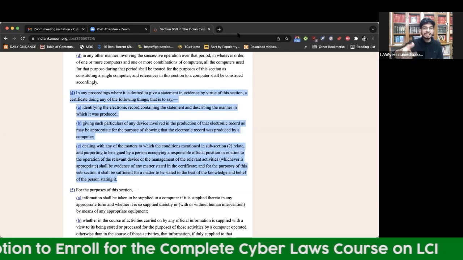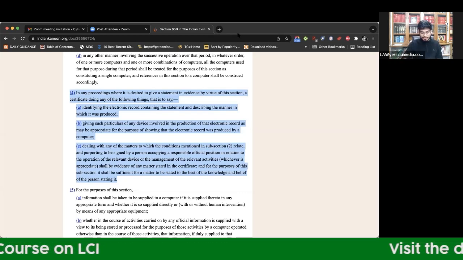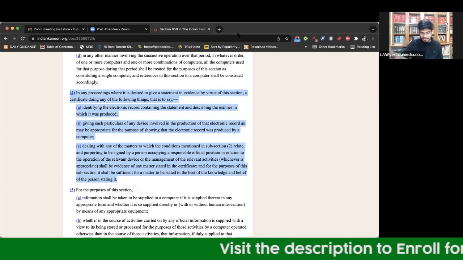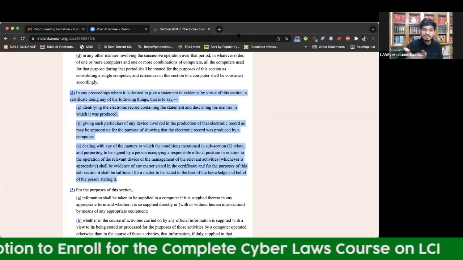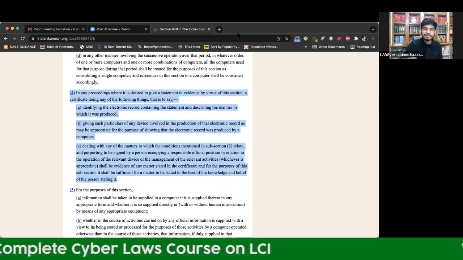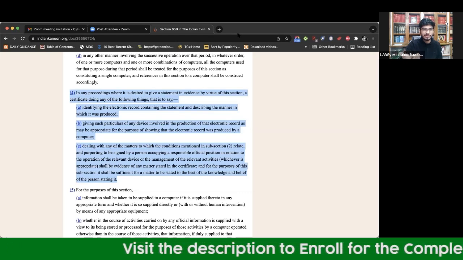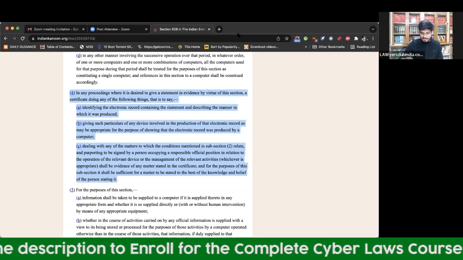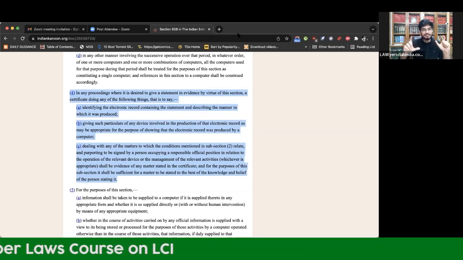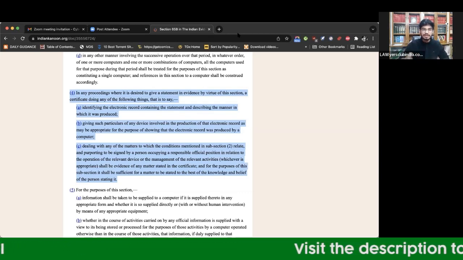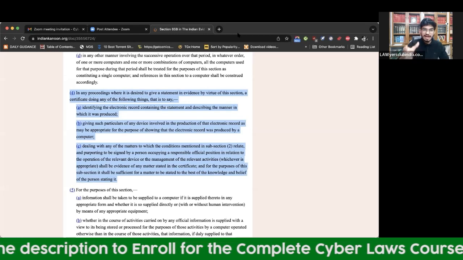So that is where you identify what is happening in this particular piece of evidence that we are bringing to the court. B, you talk about the particulars of the device involved in the production of that electronic record, as may be appropriate. Now, here some people might say that it is talking about the device that you have used for the production of the evidence, where the printer will come into play, and you said that the printer is not what you have to be talking about. We have to see that in 4, it says a certificate doing any of the following things. You have to identify any of these following to just tell the court that there is credibility. We are not making a fool of the court. We are identifying what's happening.